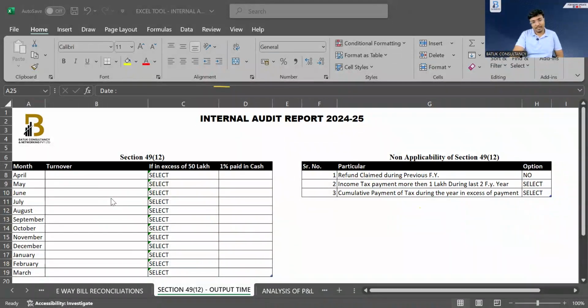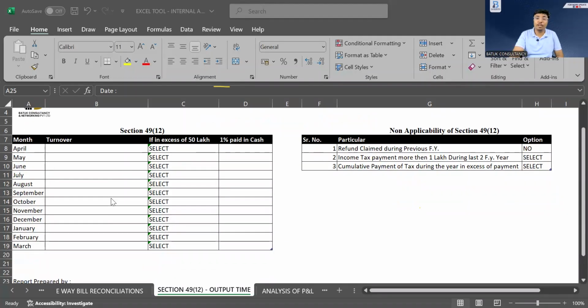Section 49 subsection 12: sir, if your turnover crosses 50 lakh rupees for a particular month, in that case you have to make the payment of 1% of total tax liability in cash only. You have to make the payment of 1% total tax liability in cash only.